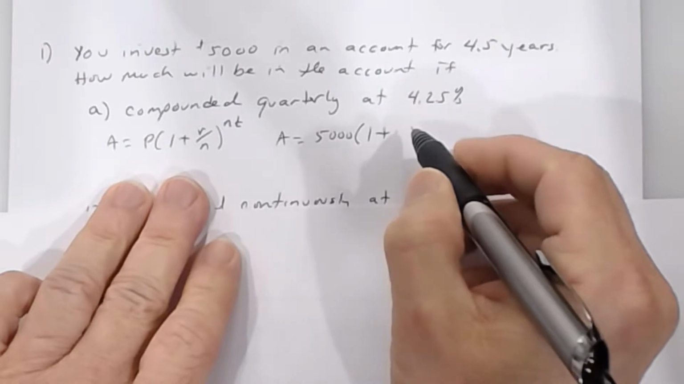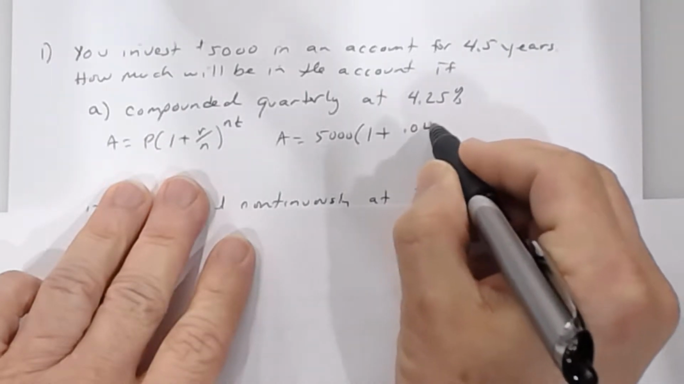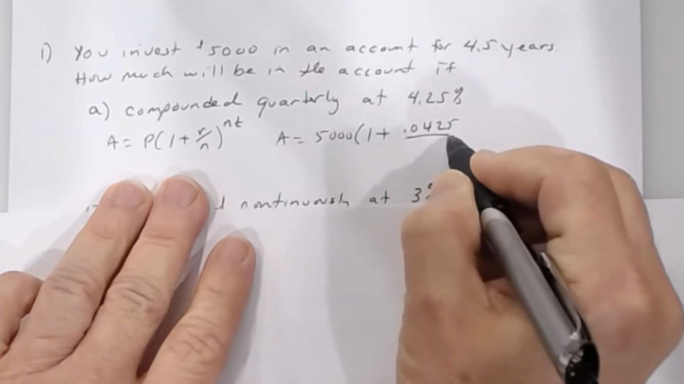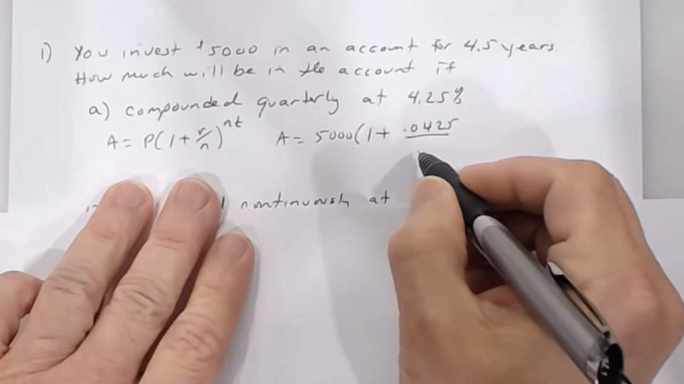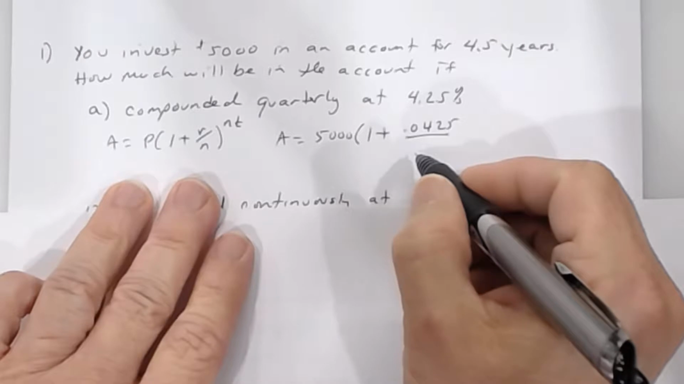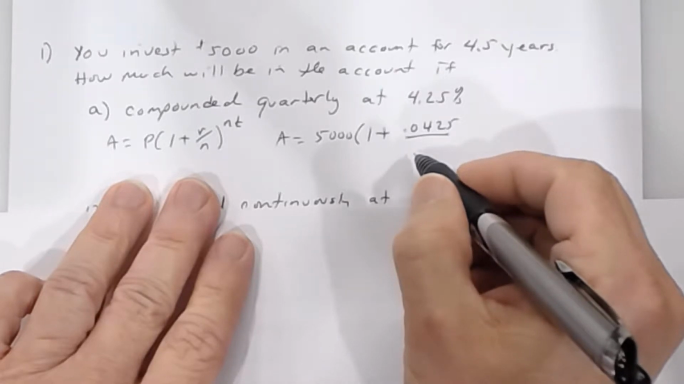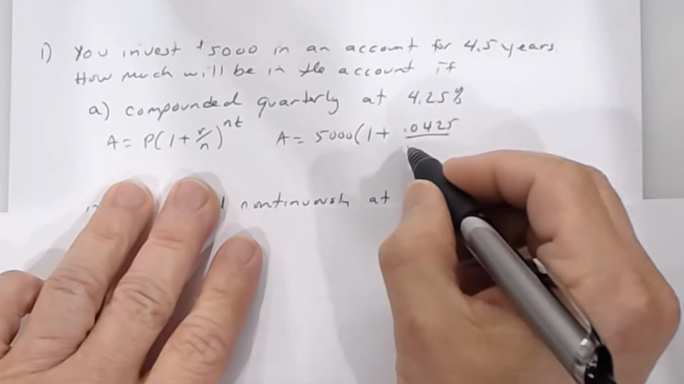Nope. The question is how much will be accrued. You have to write R as a decimal, so 0.0425 divided by N. What's N? N is the number of compoundings per year. So if it's compounded quarterly, that means every 3 months, so N is 4.